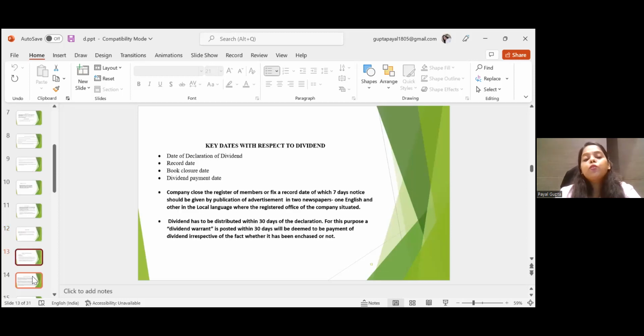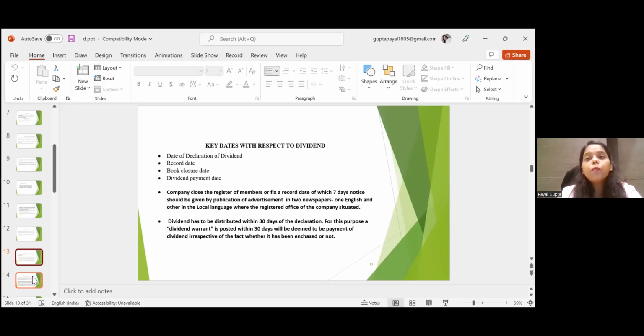Key dates with respect to dividend. Now we are talking about dates. First, when we are declaring the dividend. कब आपने डिविडेंड डिक्लेयर किया, वो डेट इंपॉर्टेंट होता है बिकॉज उसके 5 दिन बाद ही हमें एक सेपरेट बैंक अकाउंट में डिविडेंड के सारे अमाउंट को जो डिक्लेयर किया है उसे डालना होता है। So we are talking about dividend declared date, record date. Why we need record date? Why we need book closure date?